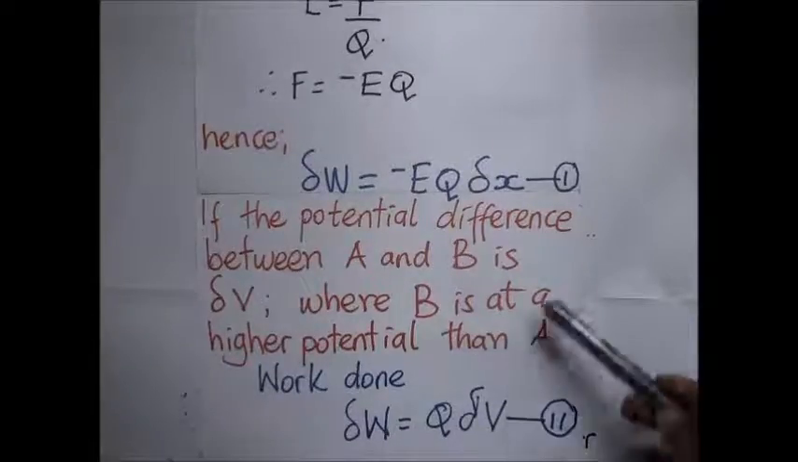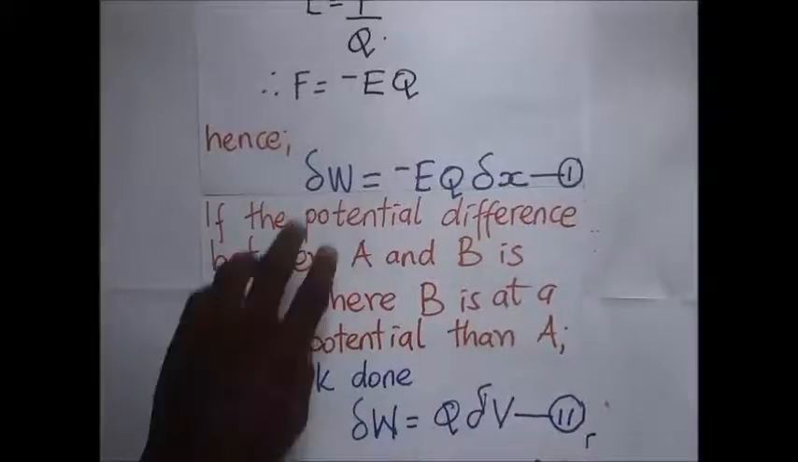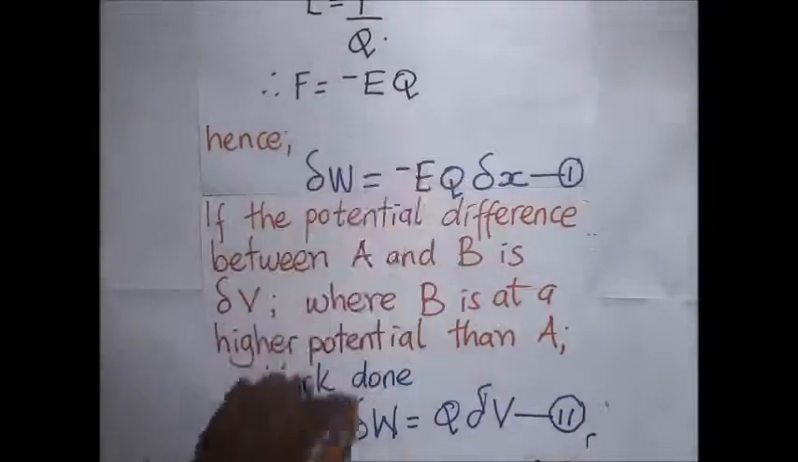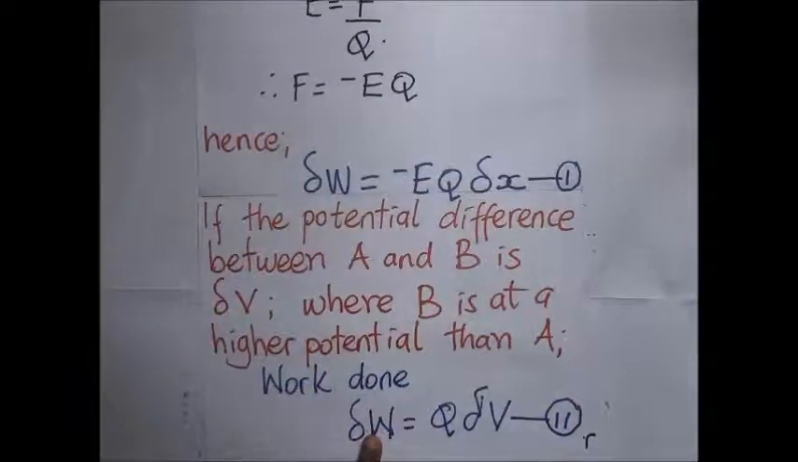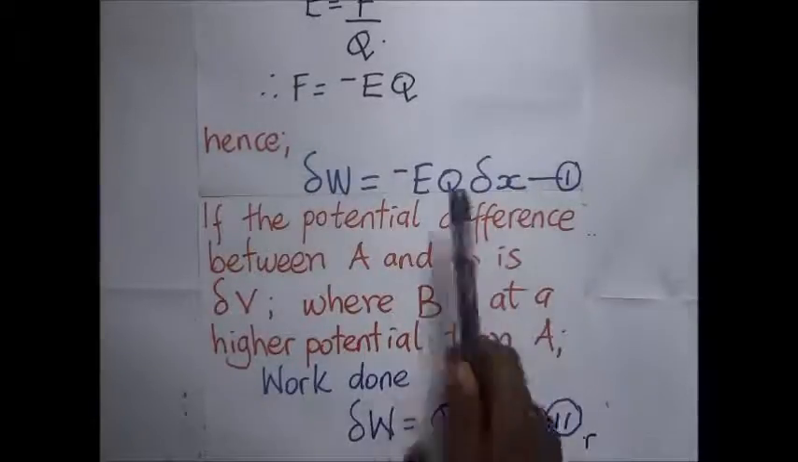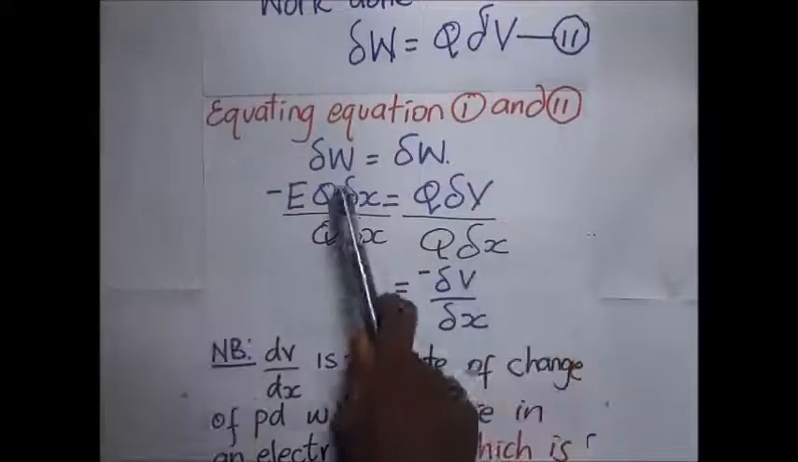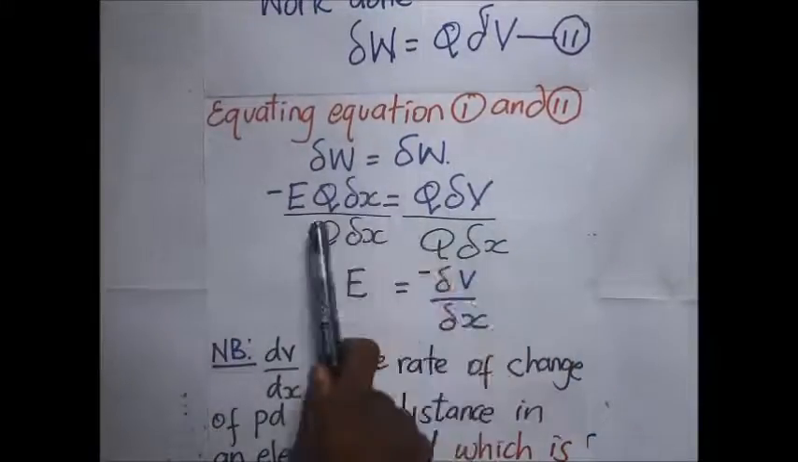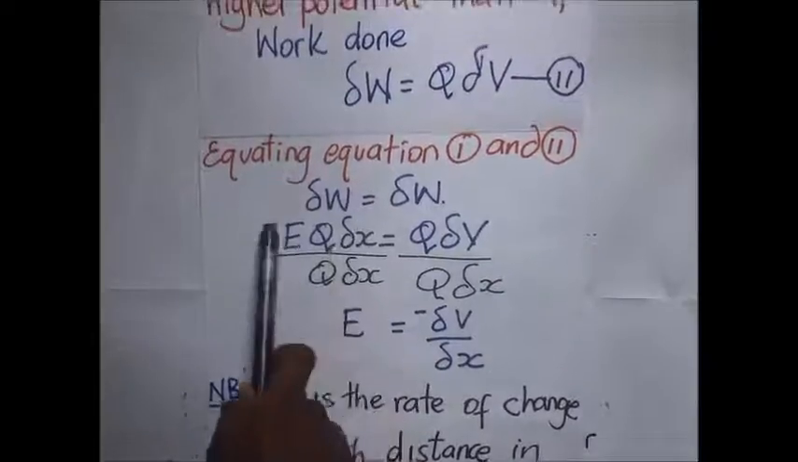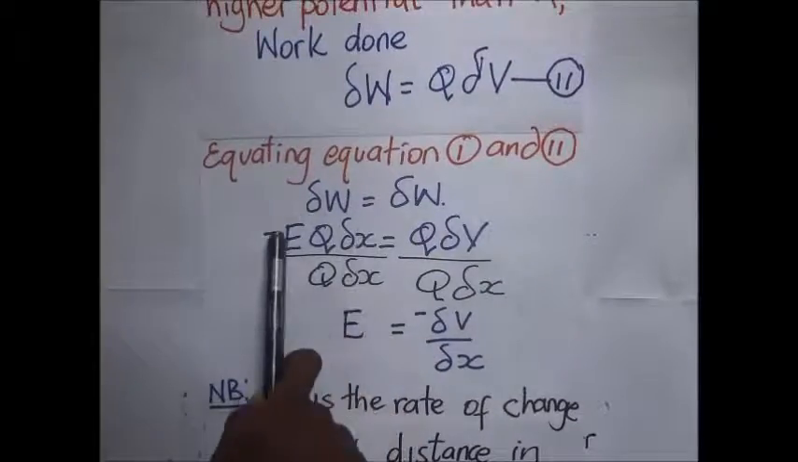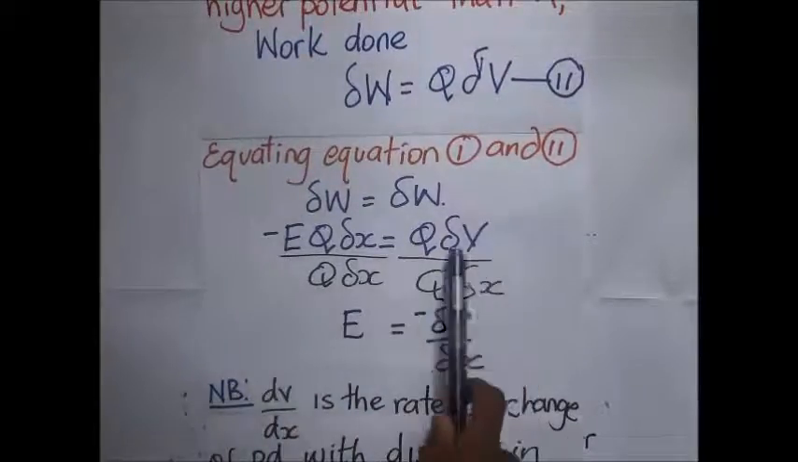So what we do, we equate these two expressions. The work done here is equal to that. The work done in terms of potential difference is that. So this expression is equal to that expression, and that is what has been done down here. The work is going to be equal to the work. So the first expression, equation 1, is going to be equal to the second expression.